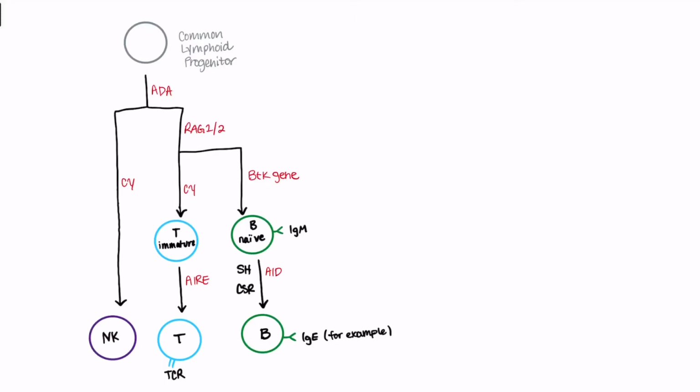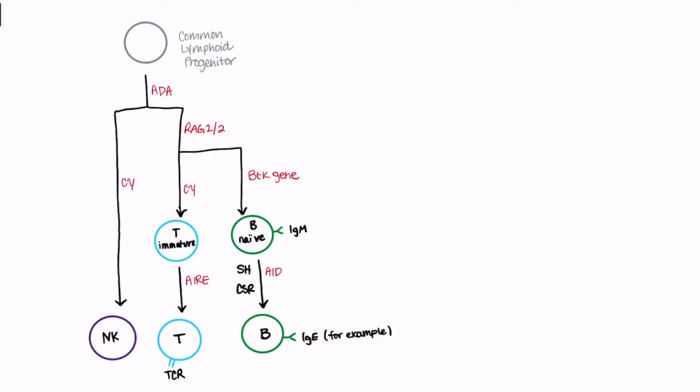So the common lymphoid progenitor cell can either become a natural killer cell, it can become a T cell, or it can become a B cell as shown below. What I really want you guys to pay attention to is where all of these things in red, whether it be a gene or a protein, come into play. As you can see, this protein called ADA, adenosine deaminase, is involved in the creation of all three: natural killer cells, T cells, and B cells.